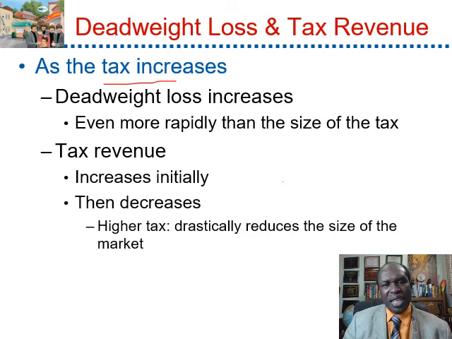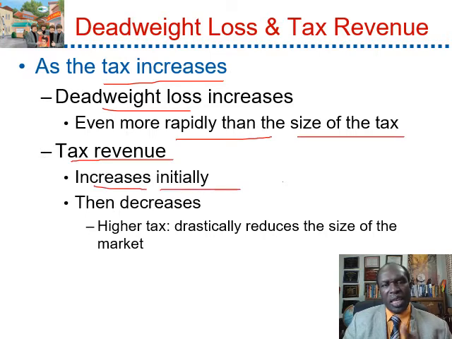So as the tax increases, the deadweight loss also increases, even more rapidly than the size of the tax, meaning that tax revenue increases initially, then decreases. Higher taxes dramatically reduce the size of the market because of the deadweight loss.